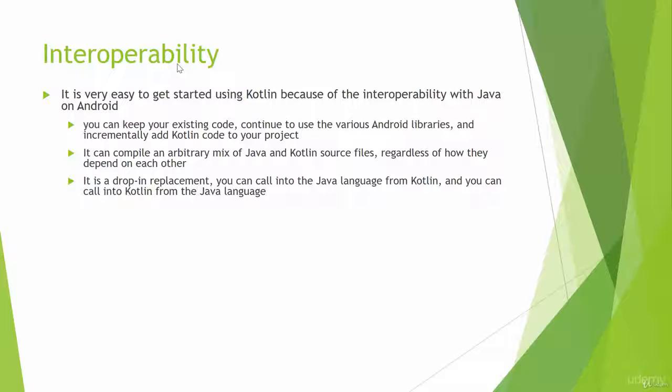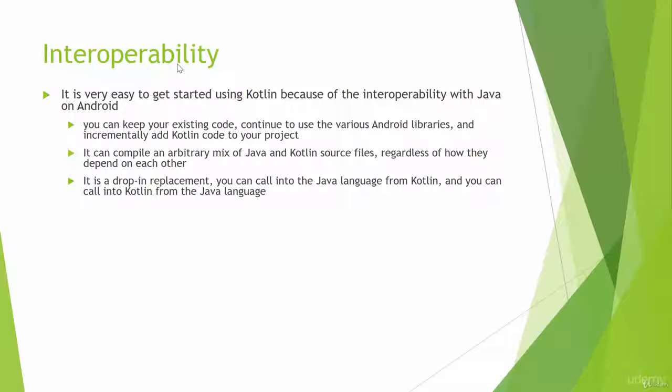You can keep your existing code, continue to use the various Android libraries, and incrementally add Kotlin code to your project. Over time, you can learn Kotlin. If you're not a Kotlin expert, you can start writing a little Kotlin code here and there with your Java code in an Android app. And then over time, you can add more and more as you realize how great the language is and how much less tedious it is than Java, and you can adopt it fully. But Java and Kotlin can coexist. They can mix their source files.